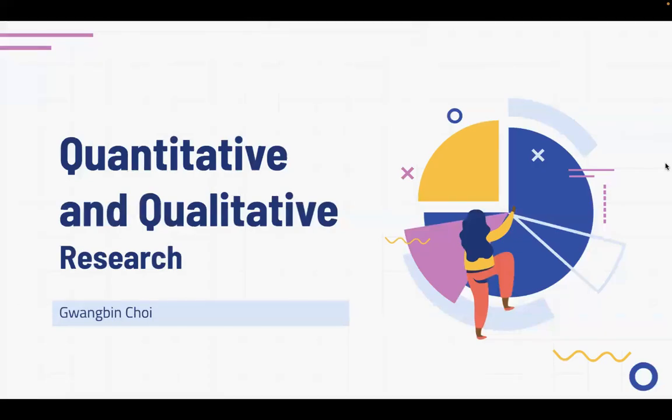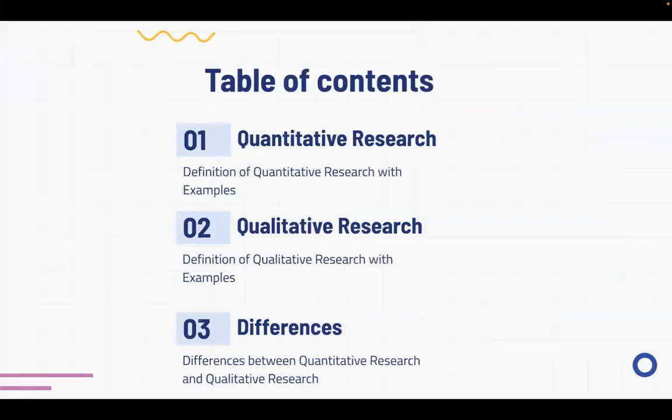Now I talk about quantitative and qualitative research. The table of contents: first is quantitative research, and in that section I talk about the definition of quantitative research with examples. The second section is qualitative research. In this section I also talk about the definition of qualitative research with examples. And the last one is differences. In this section, I talk about differences between quantitative research and qualitative research.